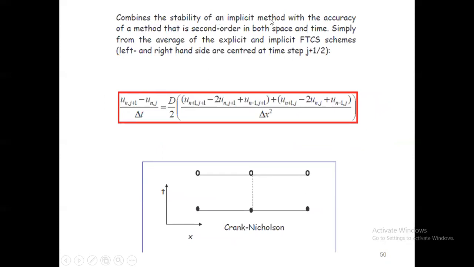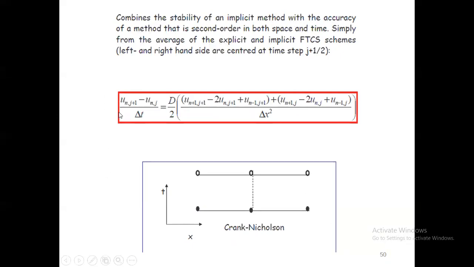Combines the stability of an implicit method with the accuracy of a method that is second order in both space and time. Simply from the average of the explicit and implicit forward in time, centered in space, FTCS schemes, left and right hand side are centered at time step j plus half. Now let us understand it in depth.